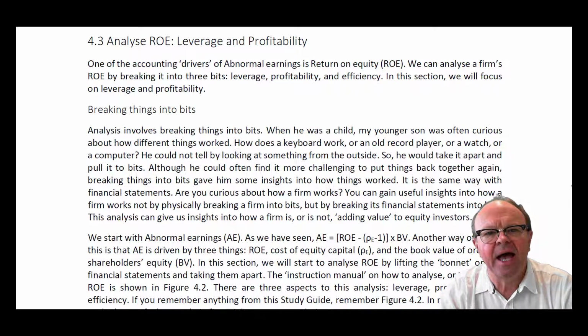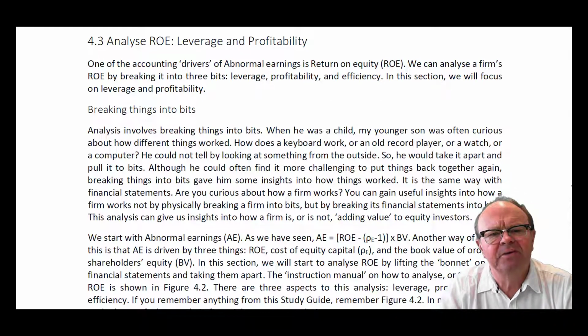4.3. Analyze ROE, leverage and profitability. One of the accounting drivers of abnormal earnings is return on equity, ROE. We can analyze a firm's ROE by breaking it into three bits: leverage, profitability, and efficiency. In this section, we'll focus on leverage and profitability.